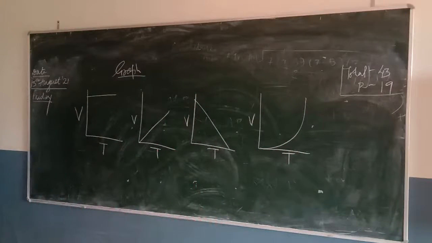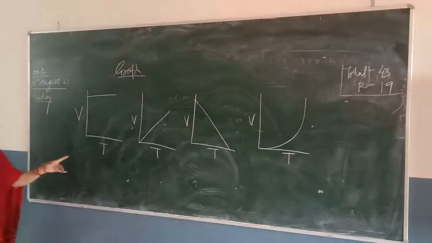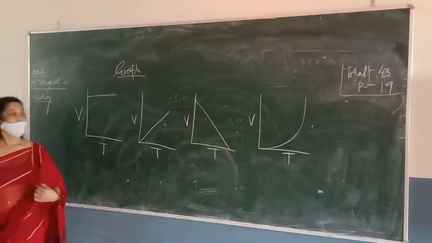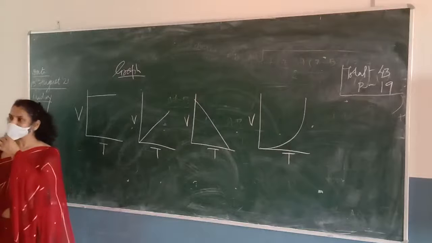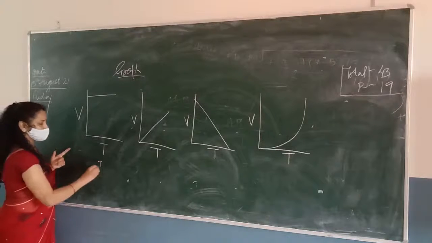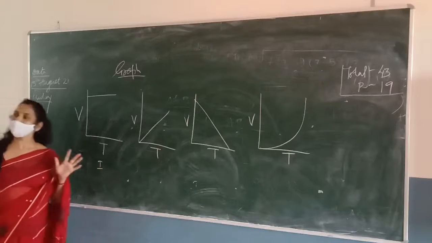Don't write anything in notebook. So these are velocity time graphs. So can you tell me what type of motion is represented by this first graph? Is your hand up for answering? Yes?